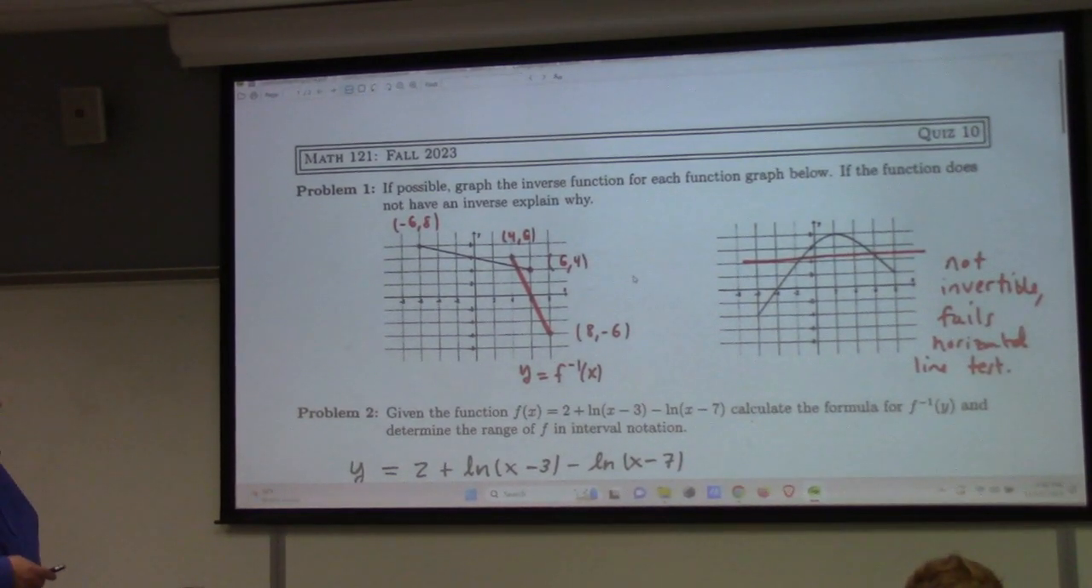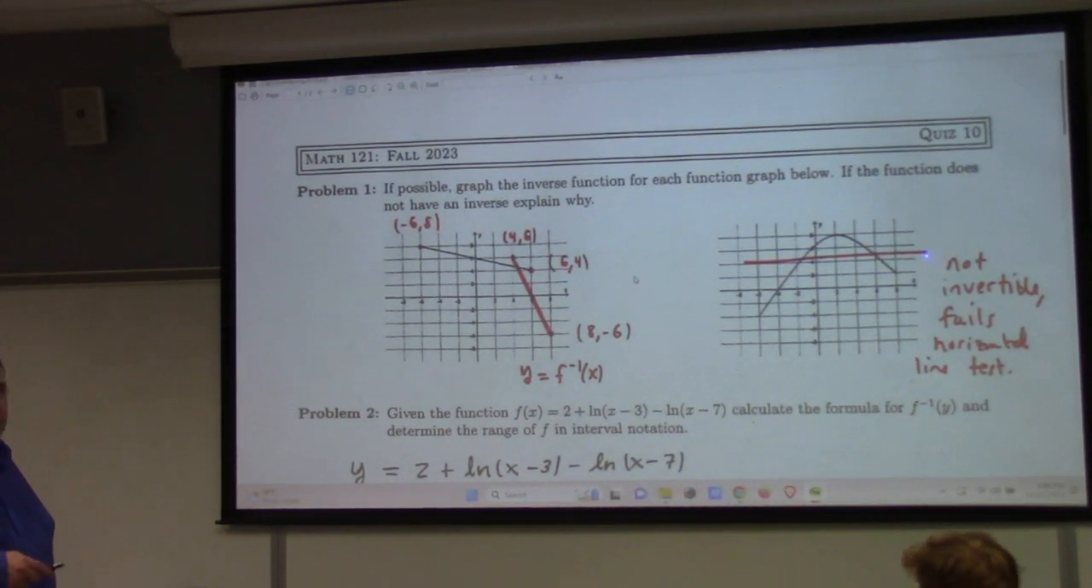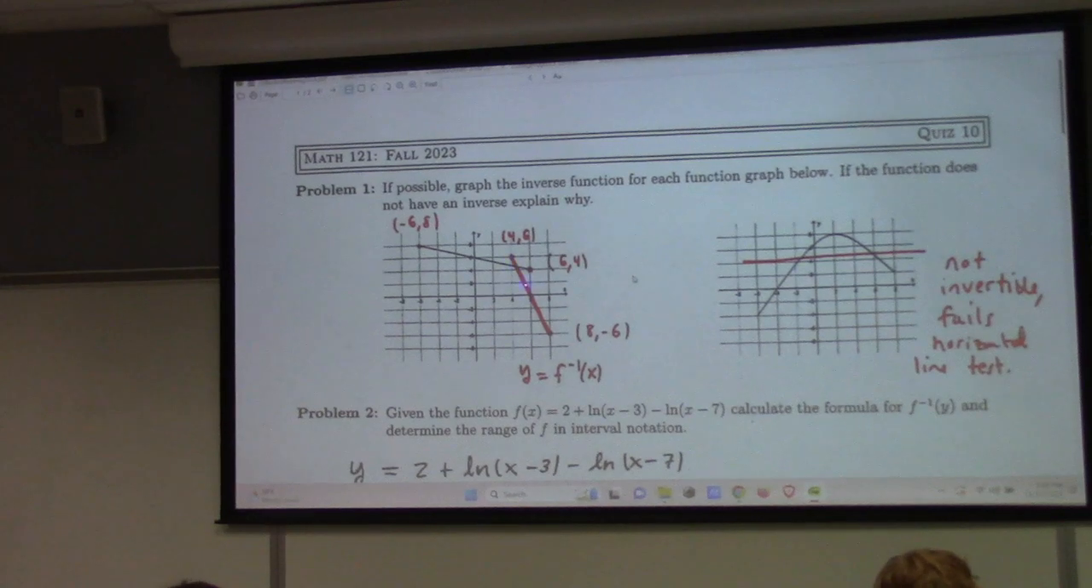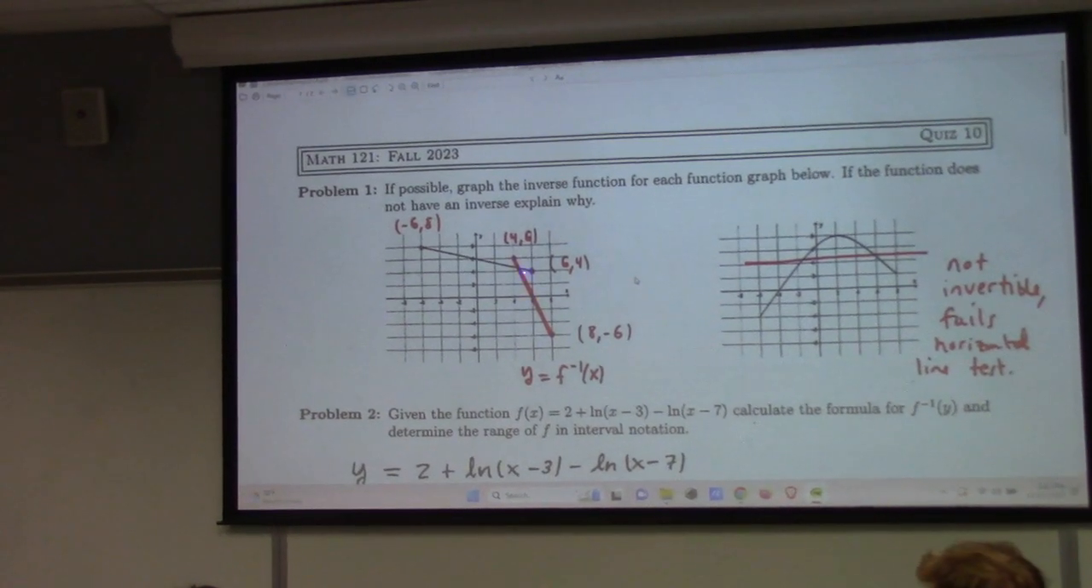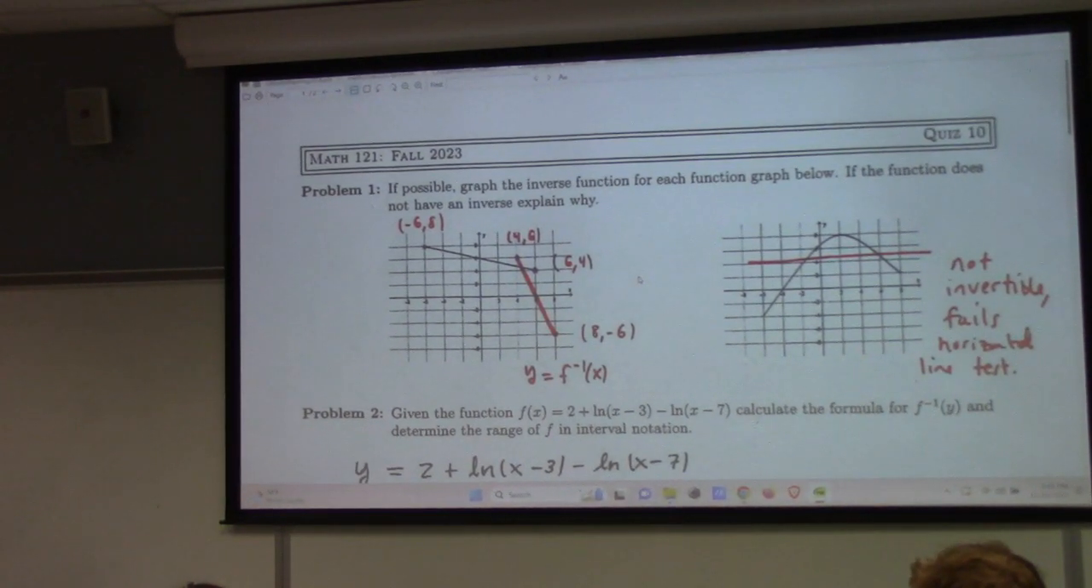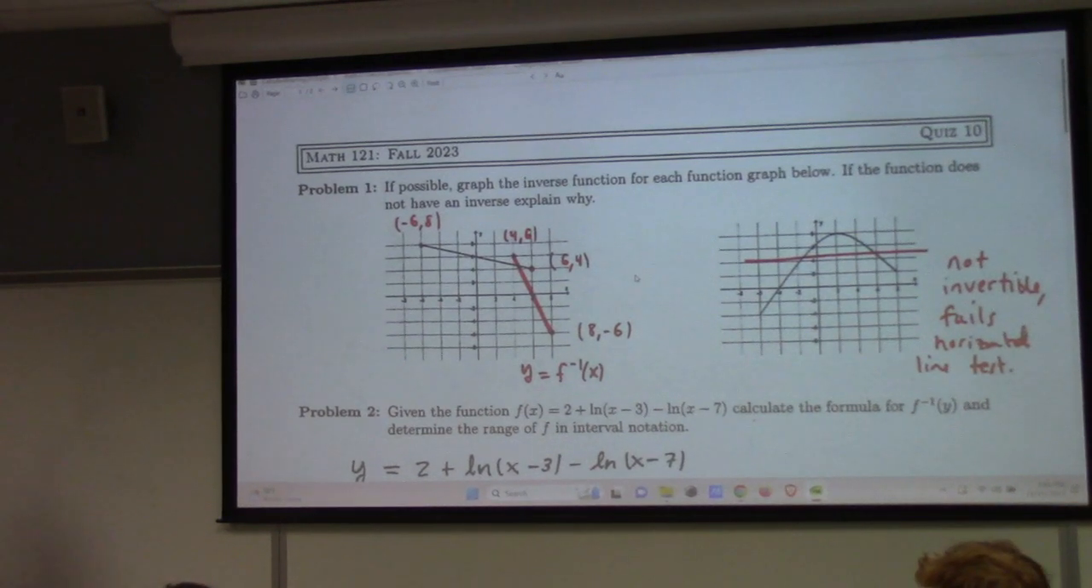All right, so here's problem 1. First of all, this one is not invertible, it fails the horizontal line test. So game over there. This one passes the horizontal line test, so we can flip the graph. Basically I took this point, minus 6, 8, and flipped it to 8, minus 6. Took this 6, 4, flipped it to 4, 6, and connect the dots. That gives you the graph of the inverse. Fun fact, you might want to remember: if you have a function that's a line, the inverse is also a line.